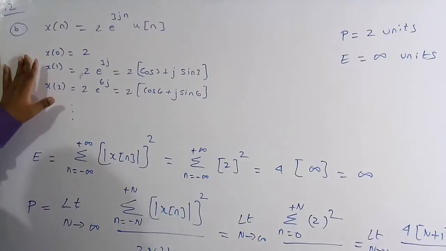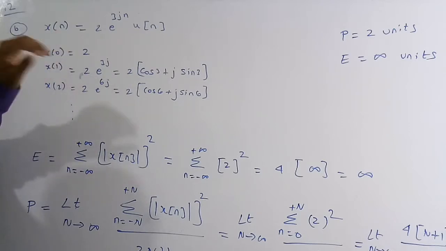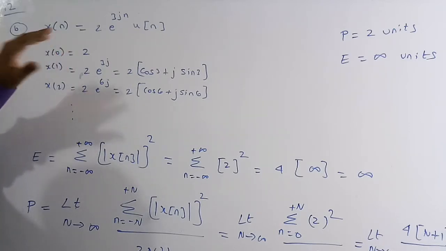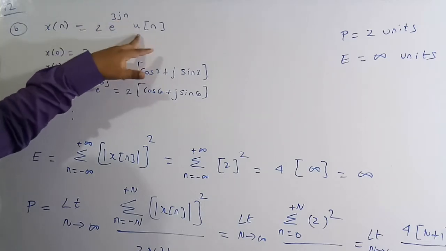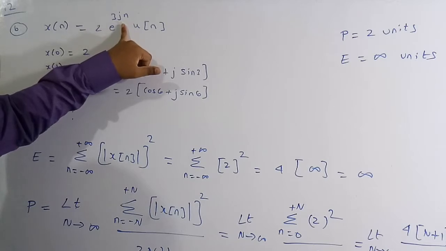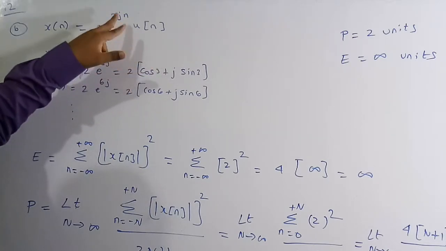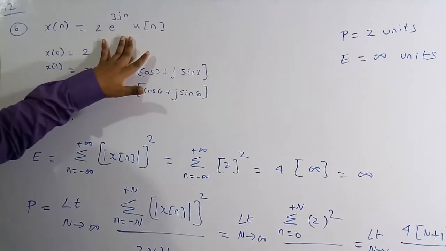So in the question they have given another signal. In the question they have given y of n, but I am going to take x of n here for convention. So x of n is equal to 2 into e to the power of 3j n u of n. And if you see carefully, there is a j term. J is nothing but a complex term. So if any signal has a j term, meaning complex, then we can say the signal is said to be a complex signal.